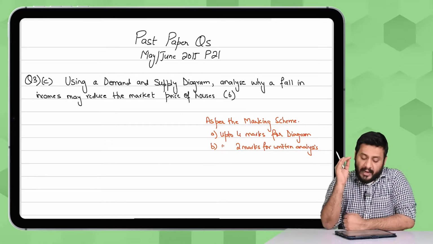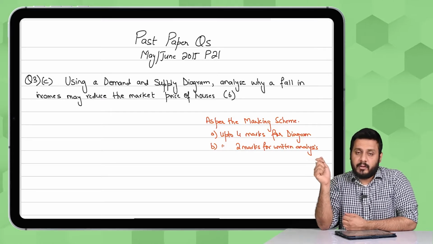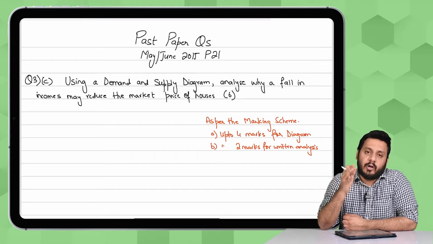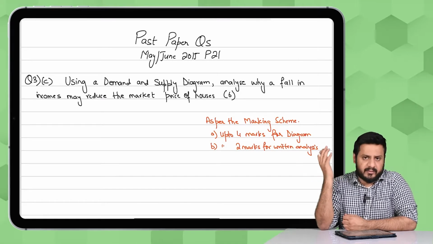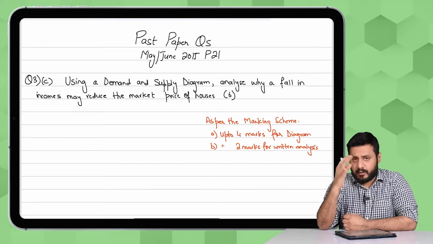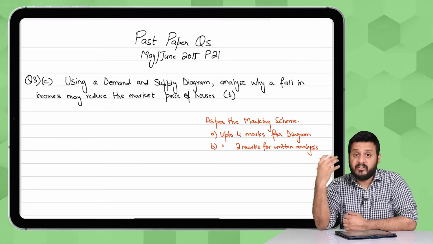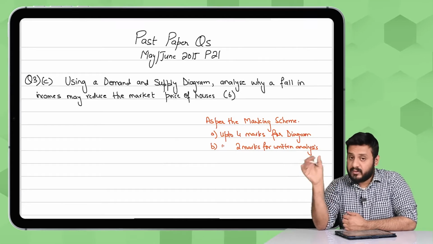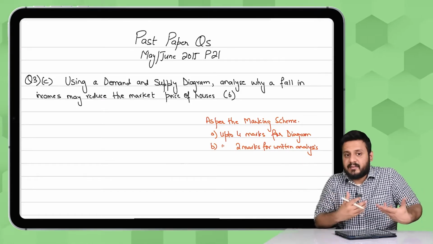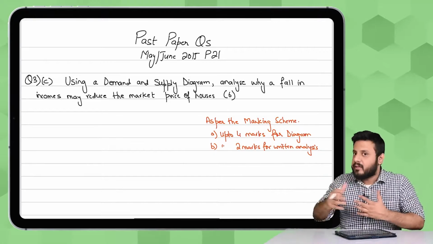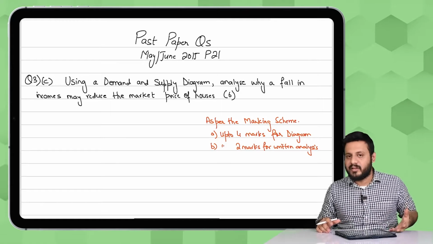So let's first see, as per the marking scheme, whenever you have a 6-mark question on demand and supply in part C, up to 4 marks are allotted for the demand and supply diagram, for labeling the axes, measuring the shifts, and showing the final equilibrium after the change. And up to 2 marks are allotted for a written analysis explaining the reasons why this is happening, not just stating that it is happening, because the examiner can see that in the diagram itself.